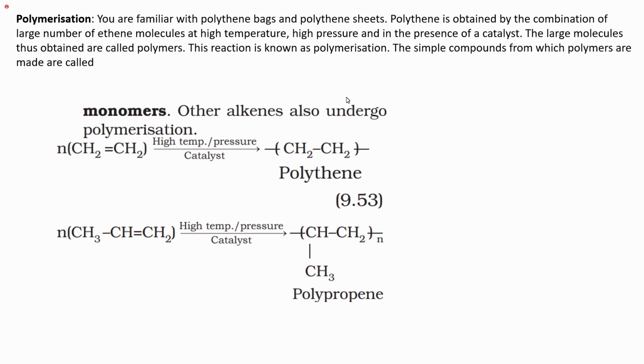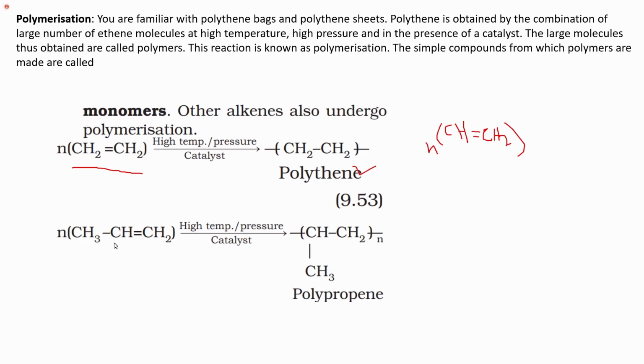The other alkenes also undergo polymerization. How? The other alkenes also undergo polymerization at high temperature and high pressure with a catalyst. So CH2 double bond CH2 is called the ethylene molecule. If you start from ethylene, one ethylene molecule is CH2 double bond CH2. Now if you start with n CH2=CH2, a higher number of ethylene molecules, with n equal to, let's say, 1000 or more, then at higher temperature, pressure and a catalyst, you are generating the polymer of this compound. So this is called polythene.